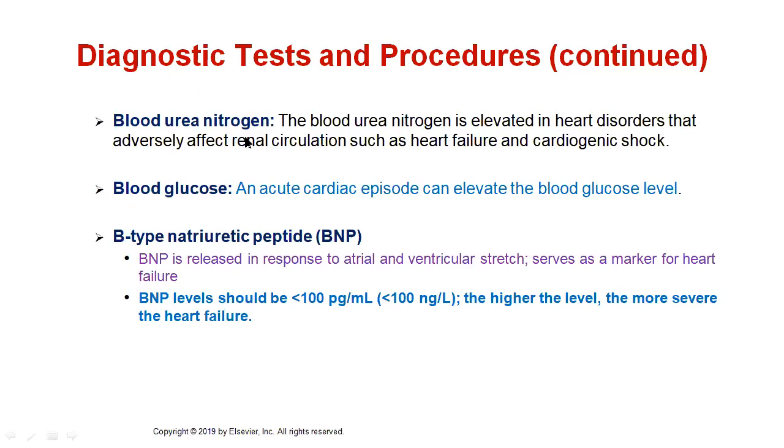Blood urea nitrogen, shortly BUN, right? So blood urea nitrogen is elevated in heart disorders that adversely affect the renal circulation, such as heart failure and cardiogenic shock. So BUN is altered if heart problem or if renal problem, right? If heart problem or renal problem.